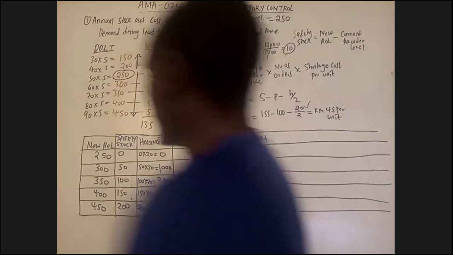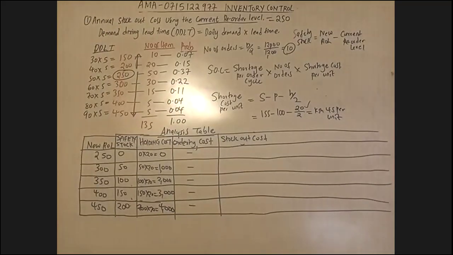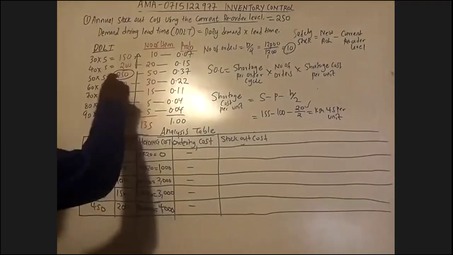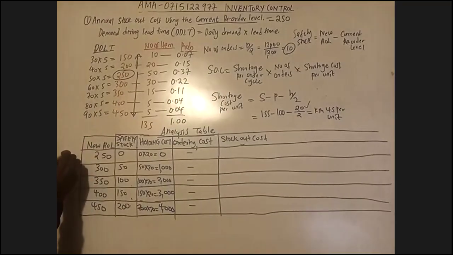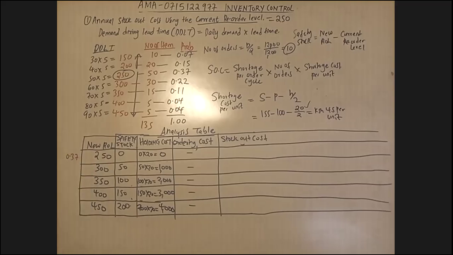Ukumbuka probability ya hapa, acha niandike hapa so that you know at least what I'm saying. Remember the probability ya 250 ilikuwa 0.37. Probability ya 300 ilikuwa ni 0.22, 0.11, 0.04 na 0.04. That's our probability. Now for you to do this question, this is what you do. Find the stock out cost.